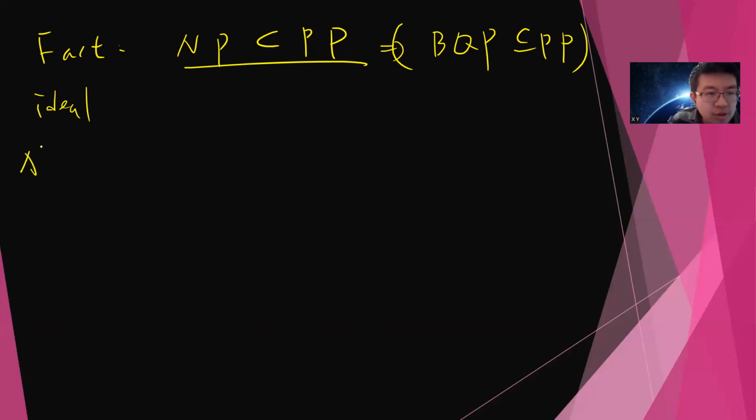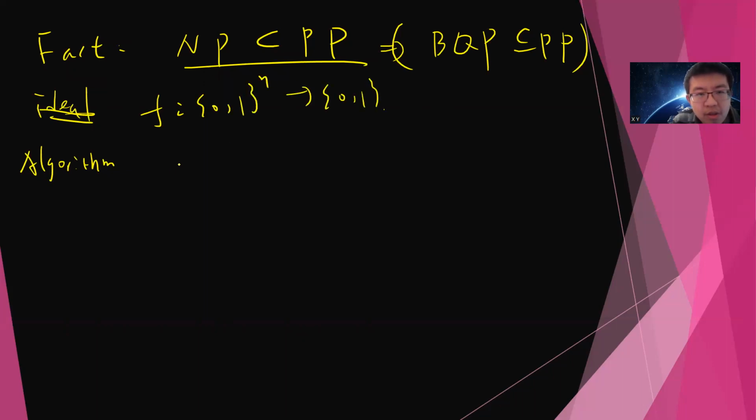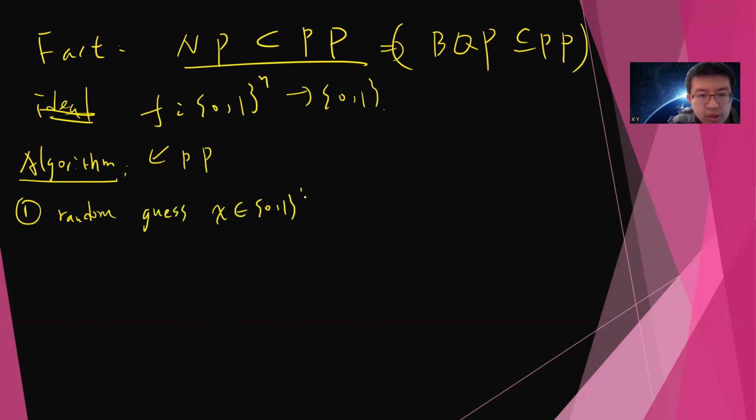So the algorithm. Let's consider a Boolean circuit, and we want to show that NP is a subset of PP. We define an algorithm, which is a PP probabilistic algorithm, with the following steps. Step 1 is that we randomly guess the solution x belonging to {0,1}^n, and check whether f(x) is 1 or not.